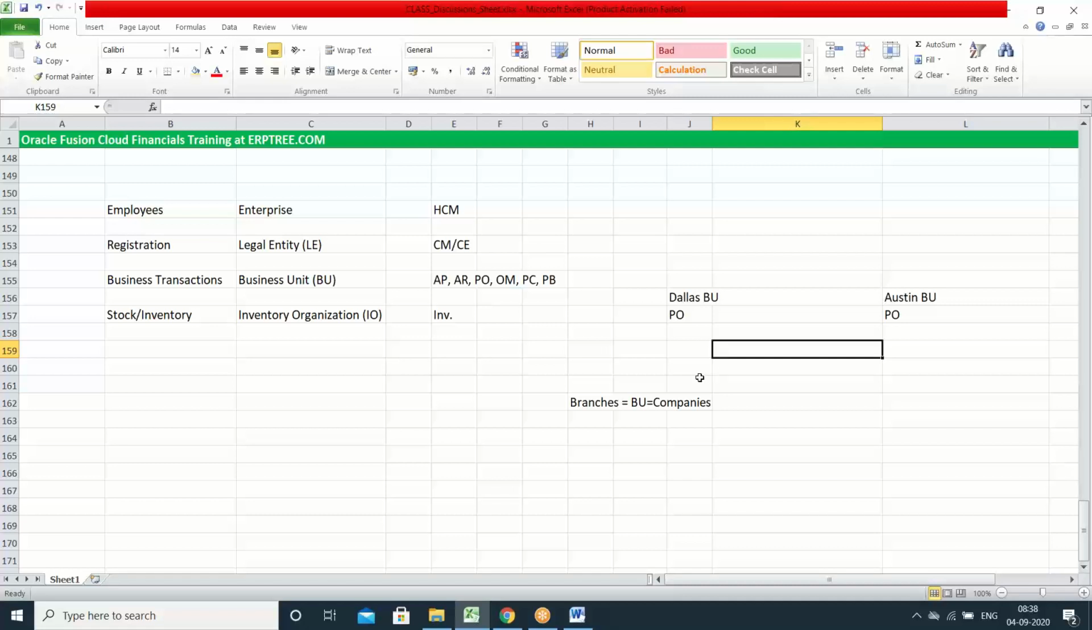Say Dallas is operating the business in 3 locations. Within Dallas, in 3 areas, they are operating the business. In that case, you don't take Dallas as a BU. Take those 3 as separate BUs. Where real business transactions are taking place, where real business is happening, take that as a business unit, so that you can track the transactions accordingly. Okay. All right. Thanks.